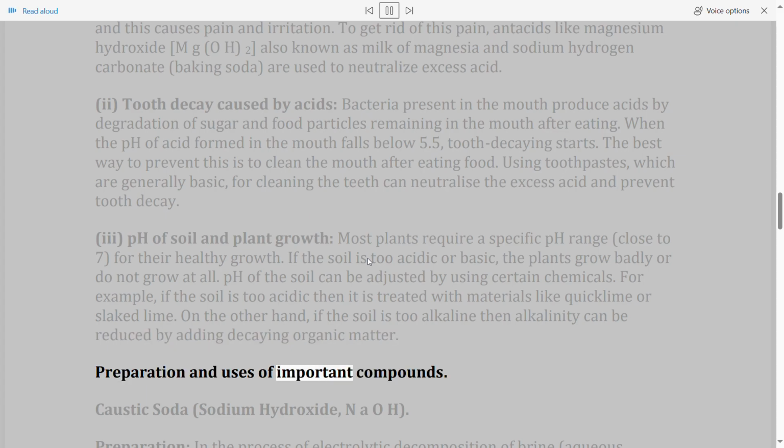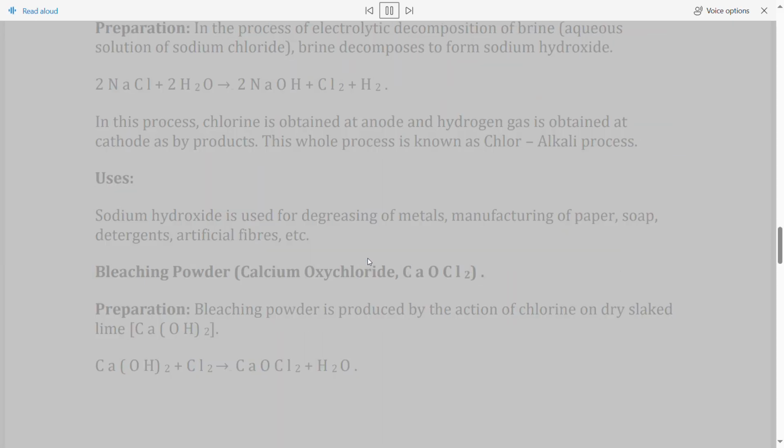Preparation and uses of important compounds. Caustic soda, sodium hydroxide, NaOH. Preparation: in the process of electrolytic decomposition of brine, an aqueous solution of sodium chloride, brine decomposes to form sodium hydroxide. 2NaCl plus 2H2O gives 2NaOH plus Cl2 plus H2. In this process, chlorine is obtained at the anode and hydrogen gas is obtained at the cathode as byproducts. This whole process is known as the chlor-alkali process.